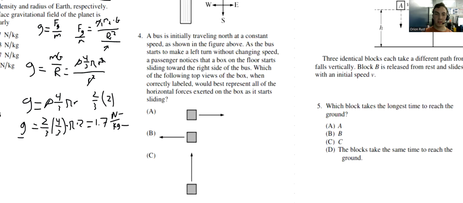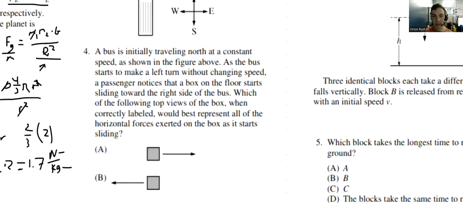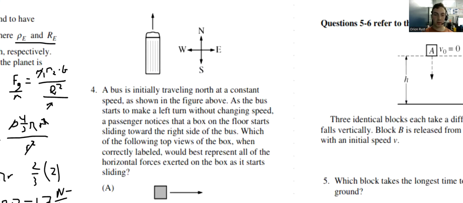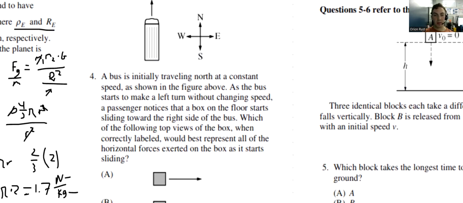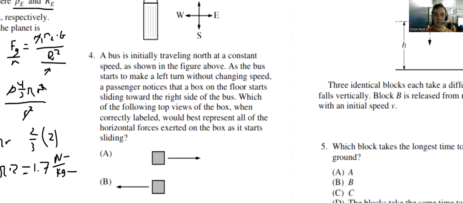Number 4, a bus initially traveling south at a constant speed is shown in the figure above. As the bus starts to make a left turn without changing speed, a passenger notices that a box on the floor starts sliding toward the right of the bus. Which of the following views of the box, when correctly labeled, would best represent all of the horizontal forces exerted on the box as it is sliding?